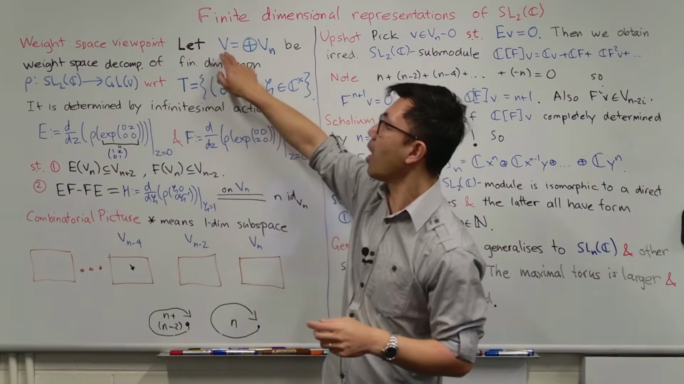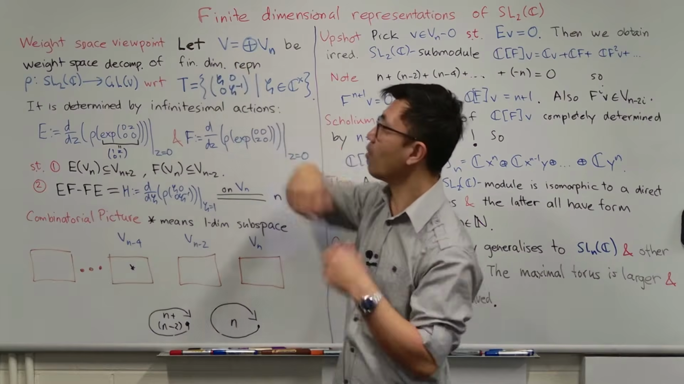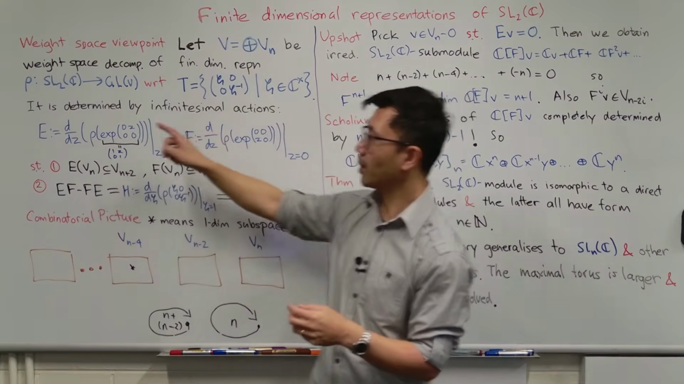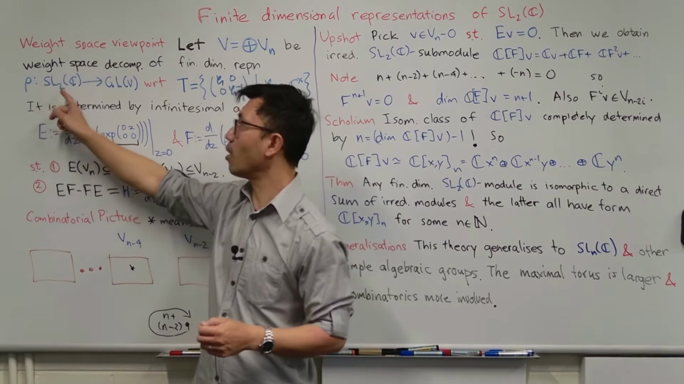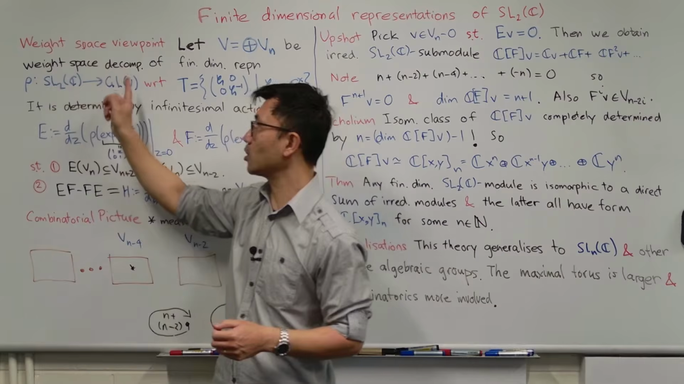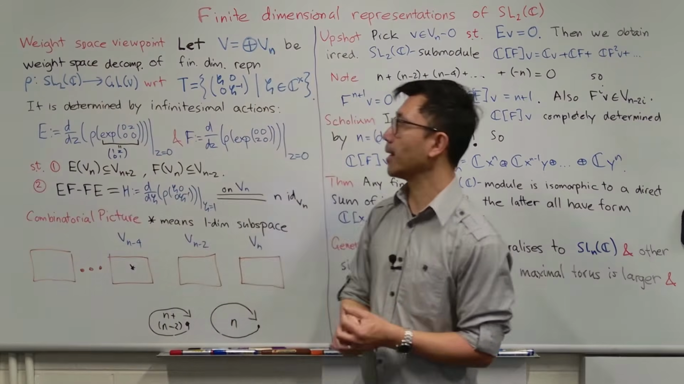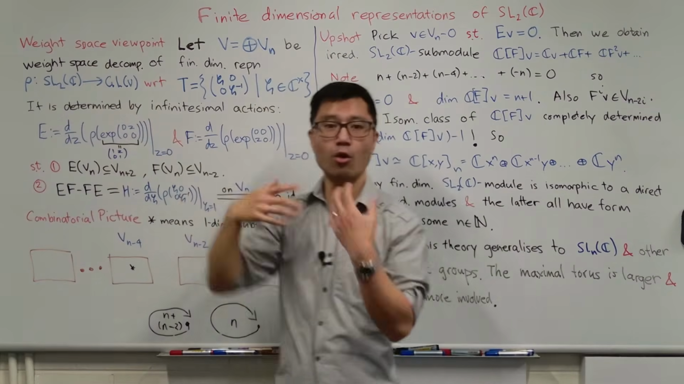Here we'll have some finite dimensional vector space V over the complex numbers. So it will be given by this group homomorphism, in fact a morphism of complex Lie groups, rho from SL2C to GLV. Okay, and we're going to use torus symmetry.